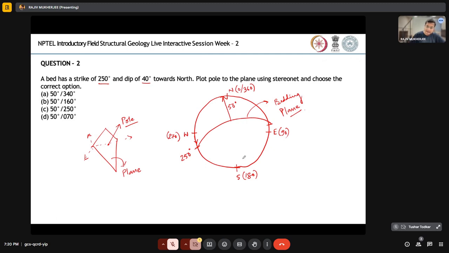Then exactly following the same strike and all these things. So from the opposite end of the strike, so if this is the plane, right? So if this is the plane, so this is the dip direction. So opposite end of this dip direction, we will just count 40 degrees, and this is somewhere the pole should lie.